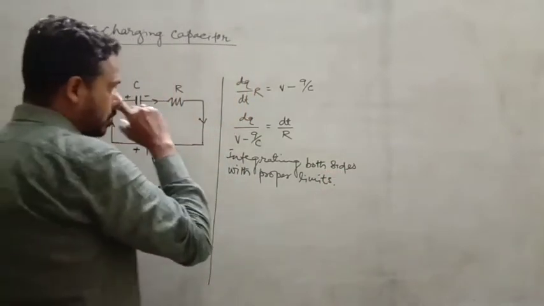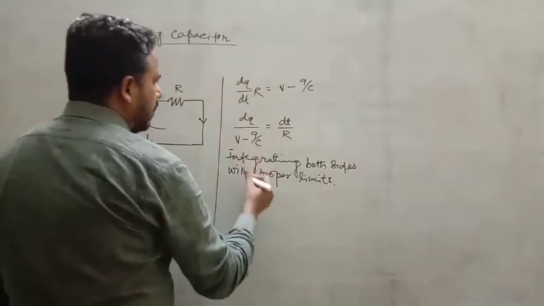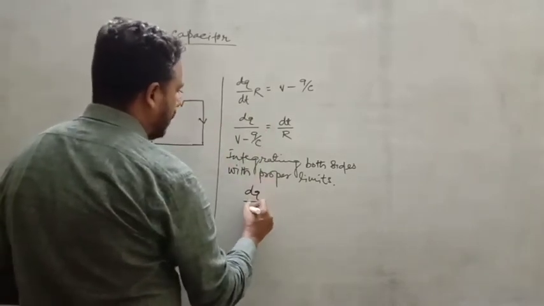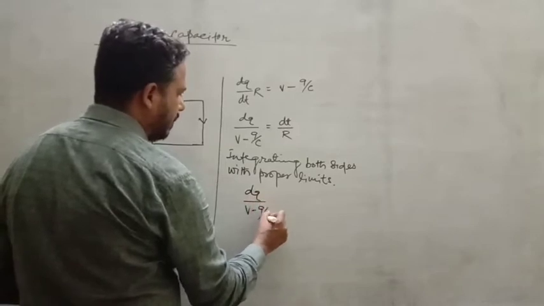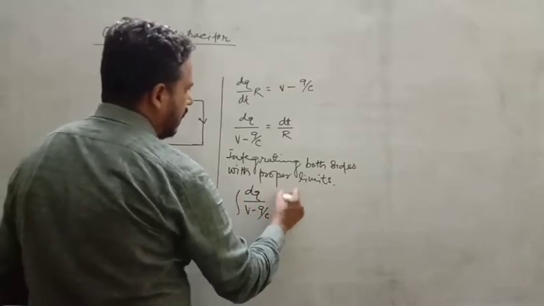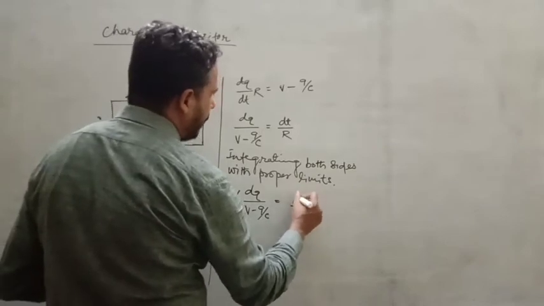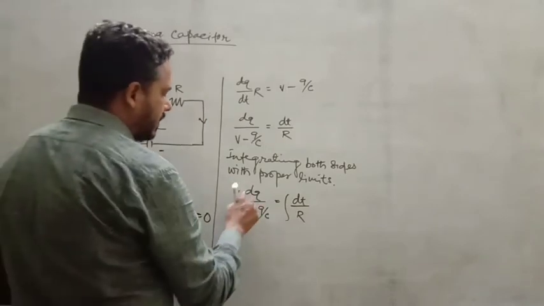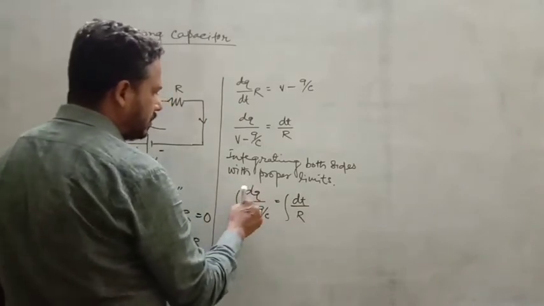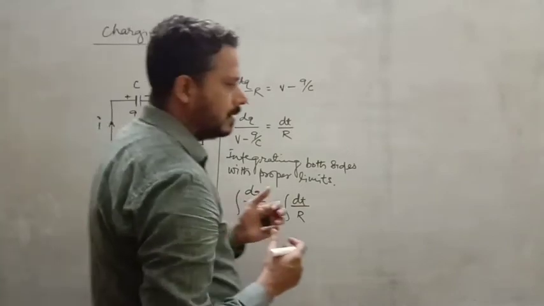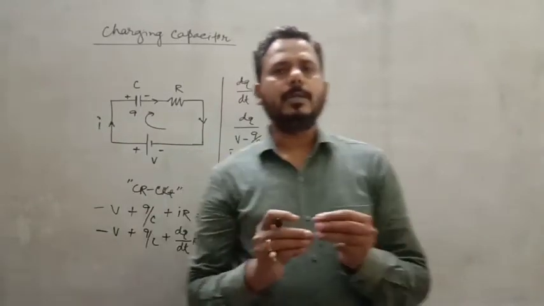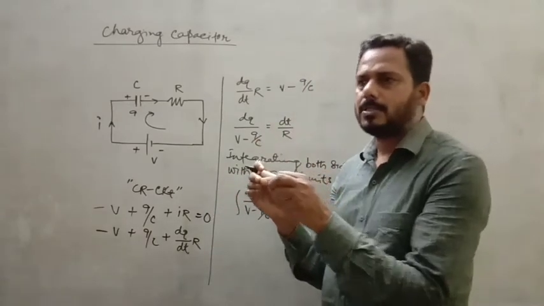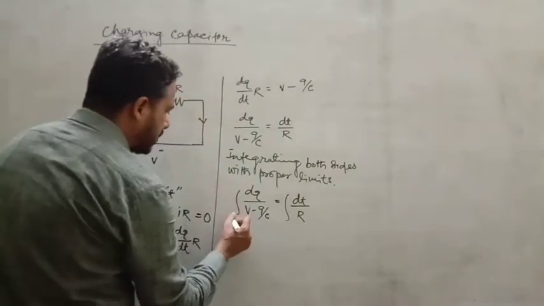Okay, so the limit we will consider. So this one is like dq by (v minus q by c) integration, and there is dt by r and integration of this one also. Because the charge is going to be integrated, if it is not connected with the terminal of the EMF, then there is zero charge deposited on the plates of the capacitor. So there is zero charge, starting from 0.